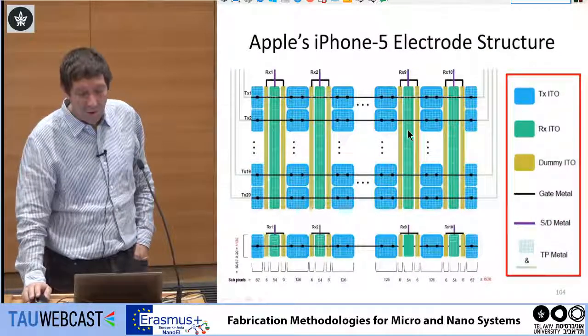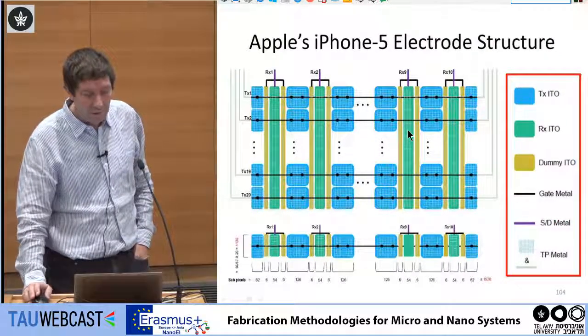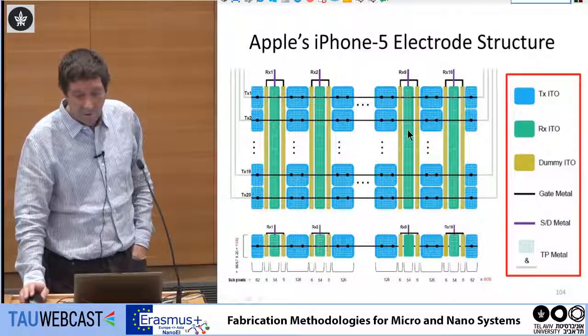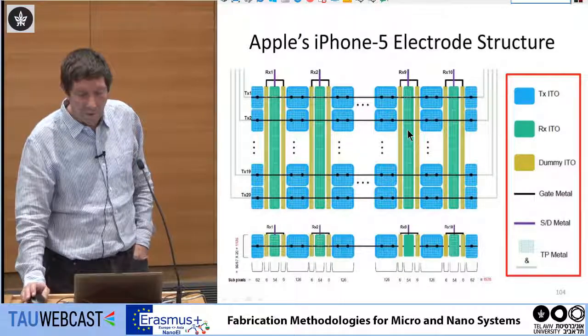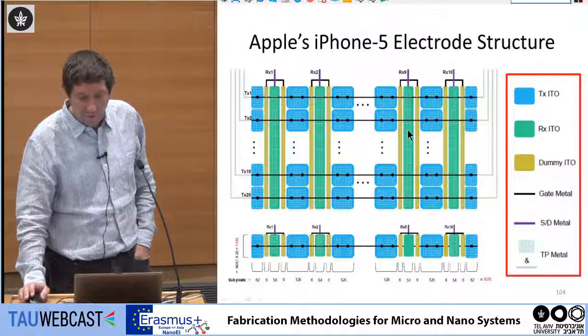And the actual electrode structure looked like this. It's using ITO. You have two types of ITO, and then also a dummy ITO for the load.